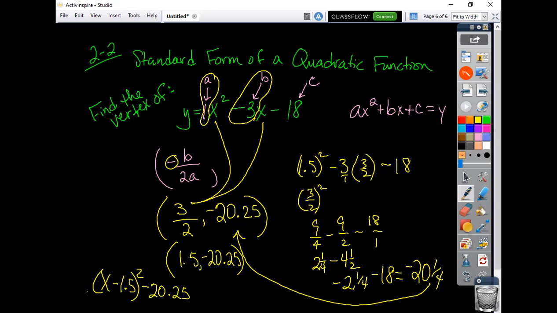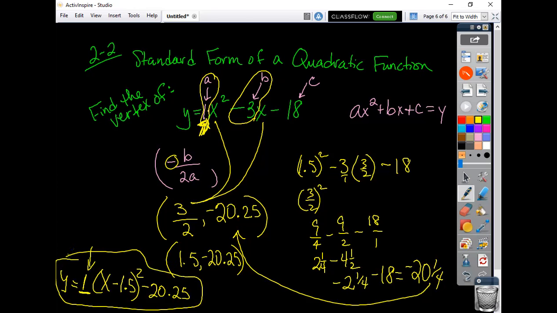Now, do we need a stretch factor out in front of this whole thing? Since this was a 1 up here, then we don't need a stretch factor because this will have a 1. So right here, we would have our vertex form of that equation. Let's see, what else in this lesson 2-2 would you need to have?